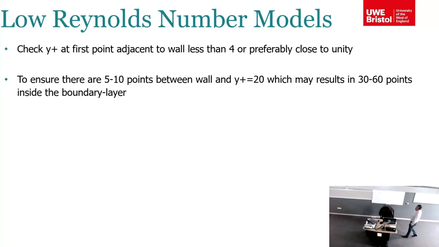If the problem is a low Reynolds number problem, make sure your Y plus for the first point is quite adjacent to the wall, and make sure you have 5 to 10 points between the wall and where Y plus is around 20.